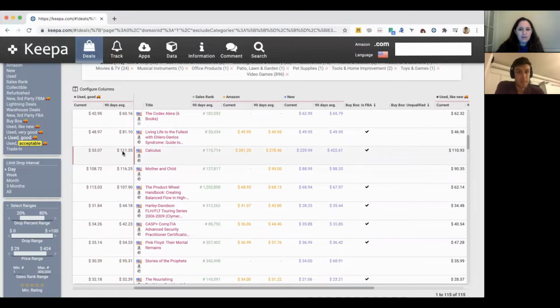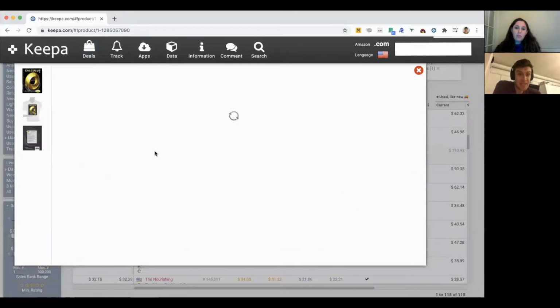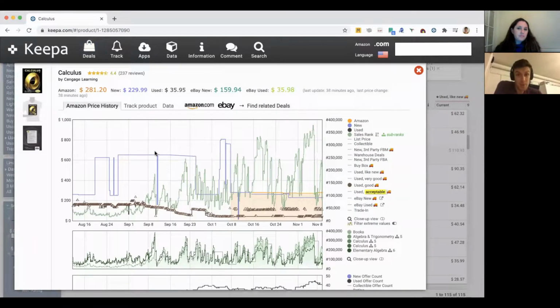Right. But after that, you need to make sure that the sales rank is acceptable, not too high, really. 115,000 is a very low rank, so that's really good. Okay. The Amazon price is much higher, so that's good as well, because we know that Amazon's not going to undercut us. And also the new price is way higher. So I'm looking at this, I'm thinking this is the perfect flip.